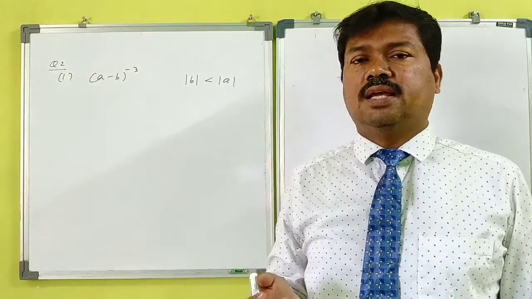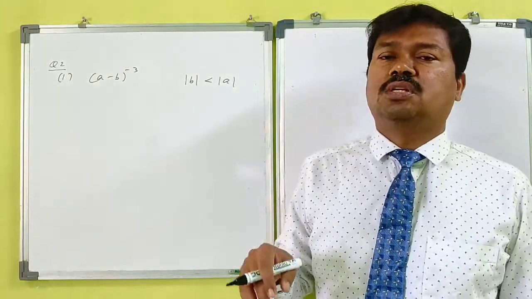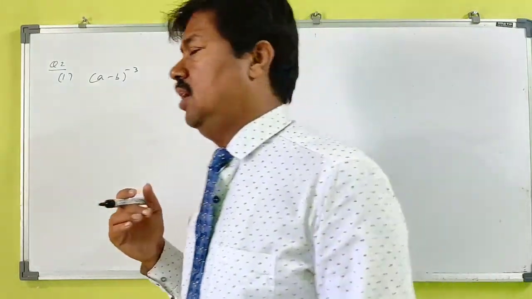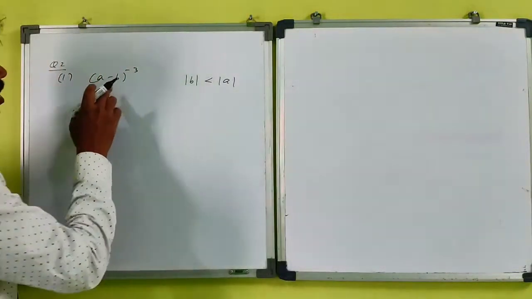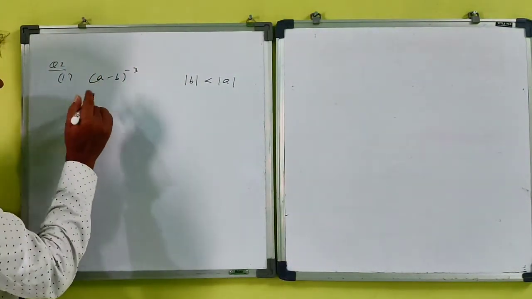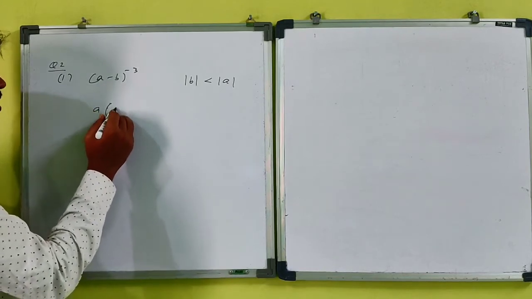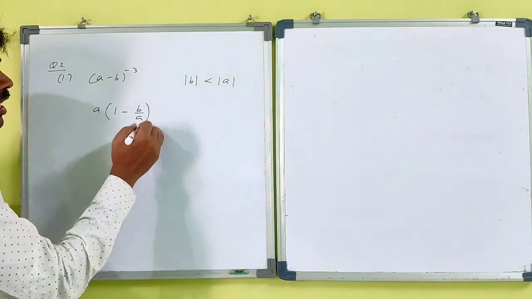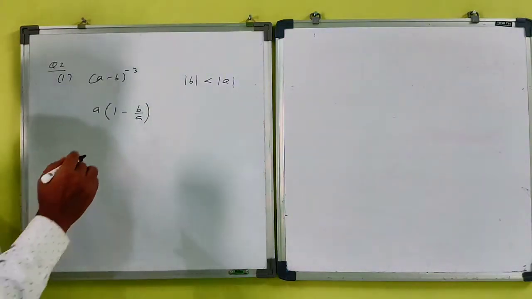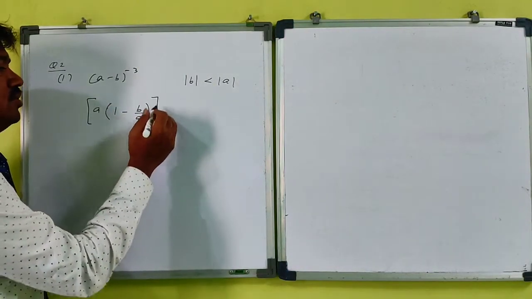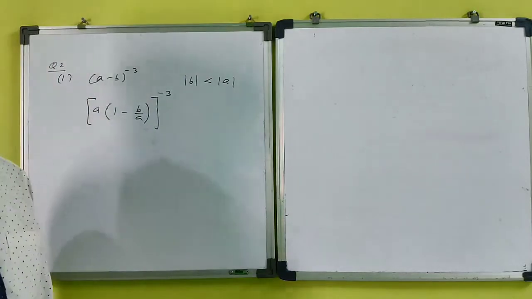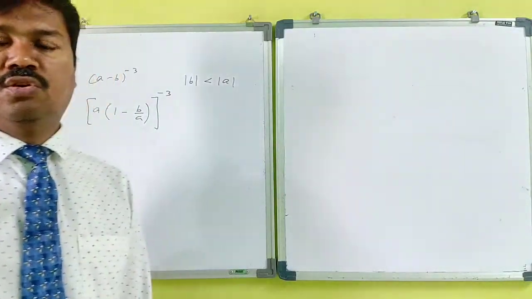Because 1 plus x is there, it is easy, but here both terms are variable. How to do it? Now see here, what we can do in this: we can take a as common. If we take a as common, what is remaining inside is 1 minus b upon a, and the whole is raised to minus 3. So it is like this.